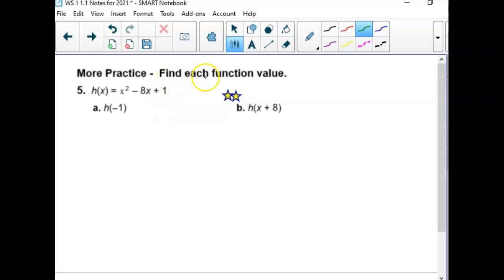All right, find each function value. Same thing we were just doing. Put a -1 in. What's everybody going to do wrong there, guys? Anybody know what might go wrong? Yeah, we have to, whoops. When you put a negative in and square it, it's got to become a +1, right?